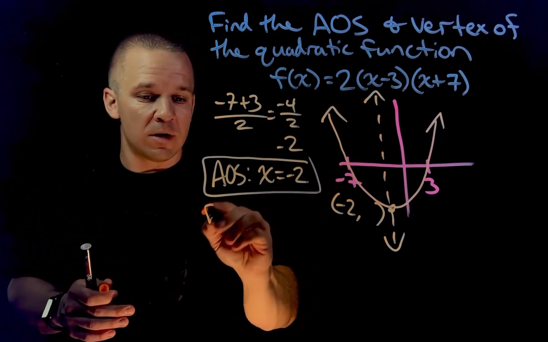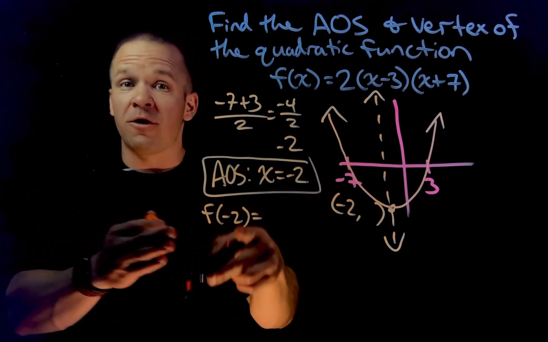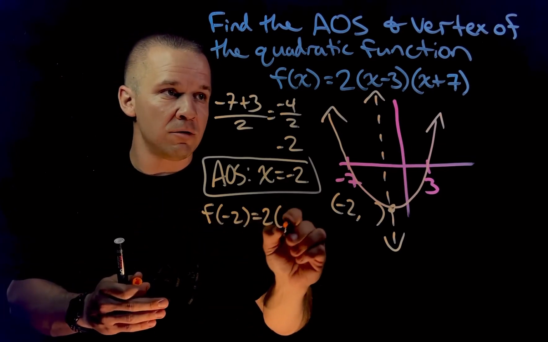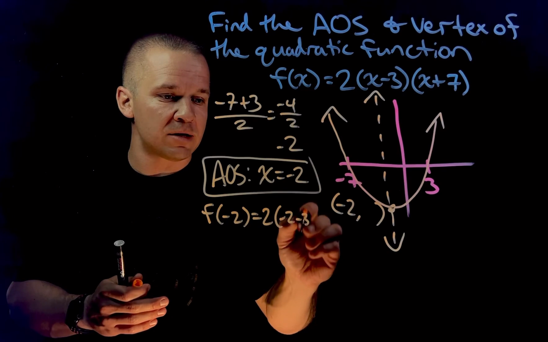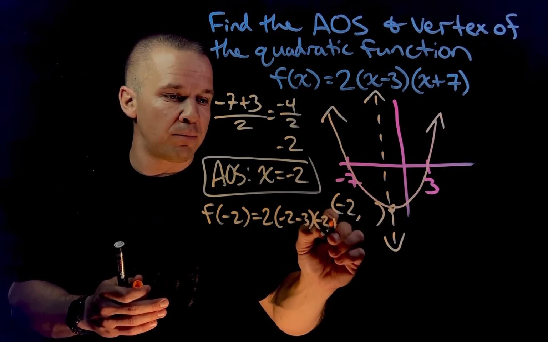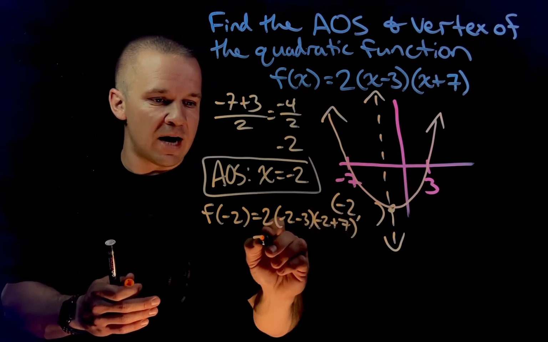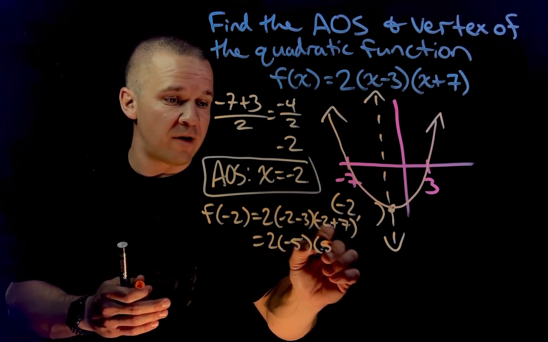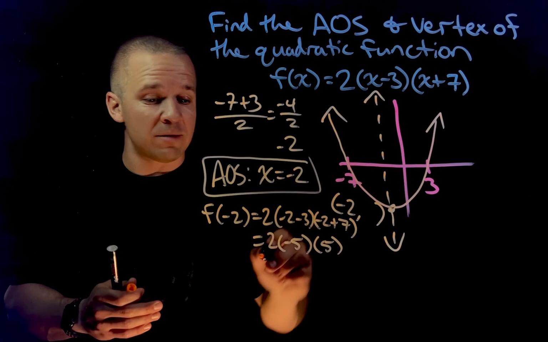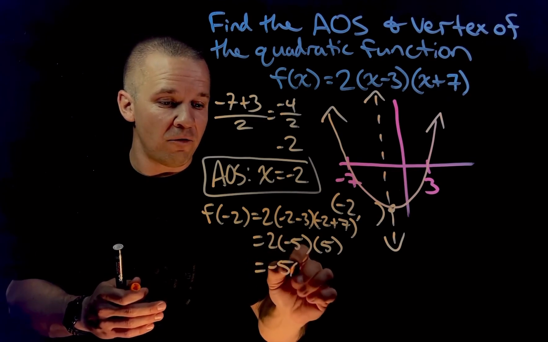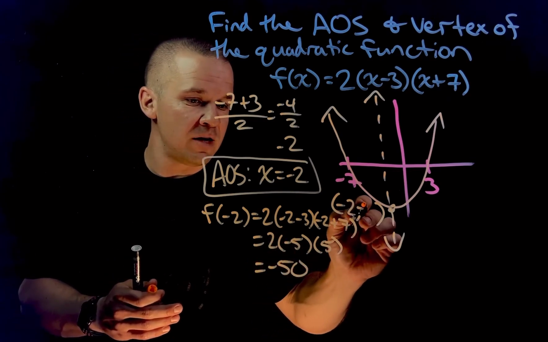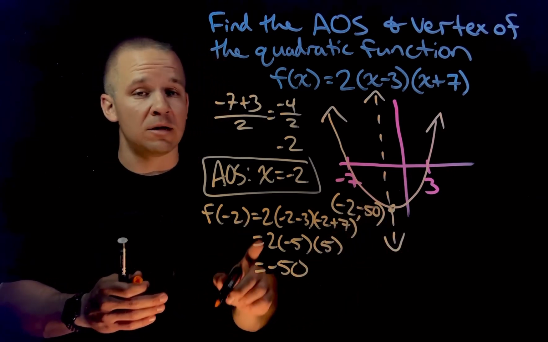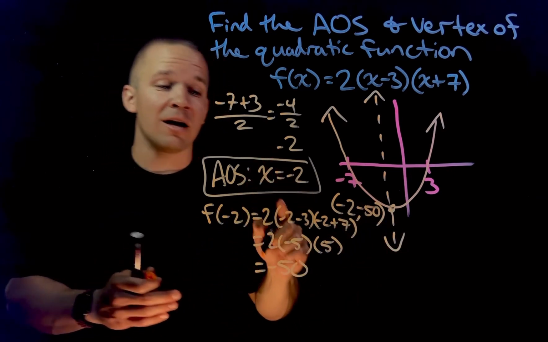When I do that, I've got f of negative 2. That's function notation saying, hey, we're plugging in negative 2 into this function. And I have 2, and then we have negative 2 going in, minus 3, and we have negative 2 going in, plus 7. So I've got 2 times negative 5 times positive 5. So I get negative 25 times 2, that's negative 50. There we go, negative 50. Lovely. That right there is pretty dang dope.